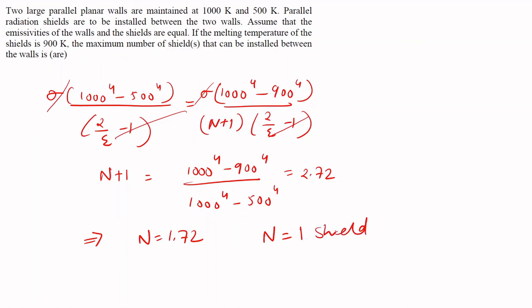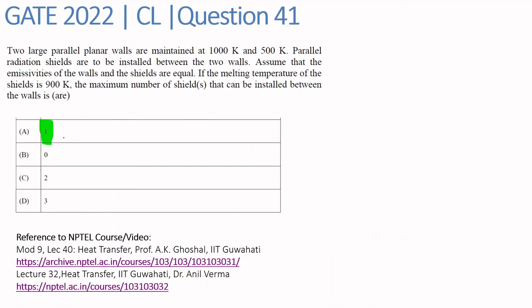If I increase the number of n, let's say n equal to 2, then my T3 will be greater than 900. In this case, my shield will melt. So that is why we will be taking the lesser side, that is n equal to 1 will be the maximum number of shields that can be installed between the walls. Yes, the final answer is 1.